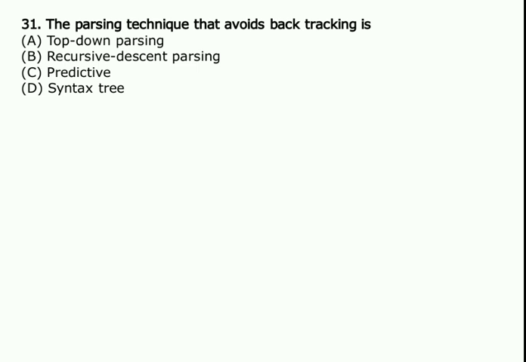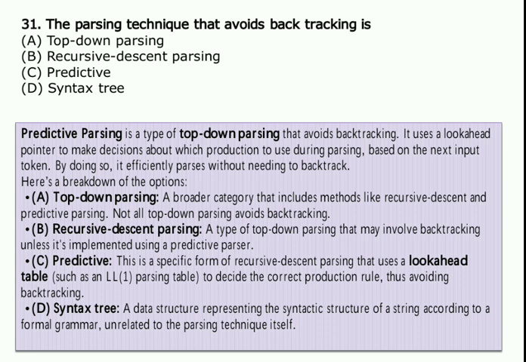The parsing techniques that avoid backtracking: top-down parsing, recursive descent parsing, predictive parsing, and syntax tree parsing. A predictive parser is a recursive descent parser that doesn't require backtracking. Predictive parsing is possible only for the class of LL(k) grammars. So predictive parsing is a type of top-down parsing that avoids backtracking. So option C is the correct one.